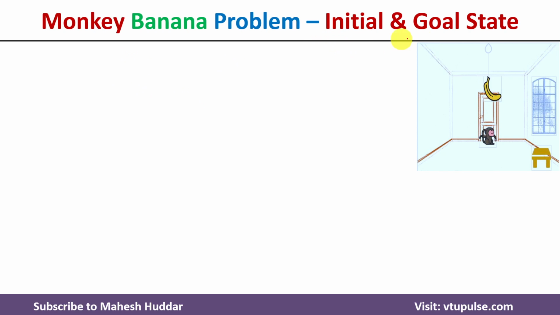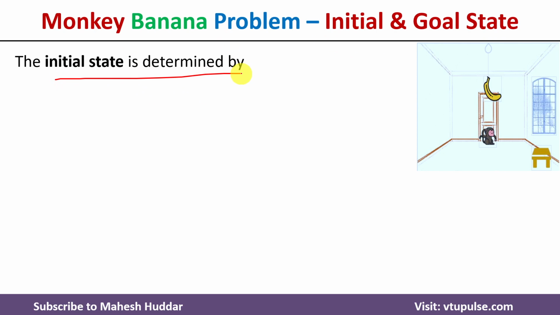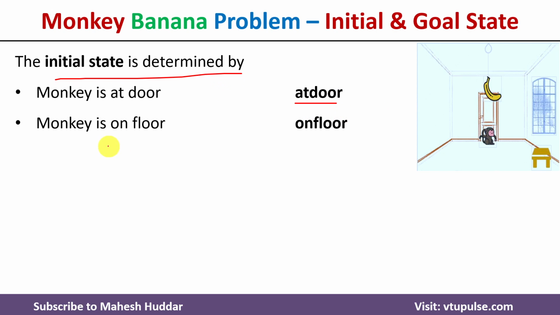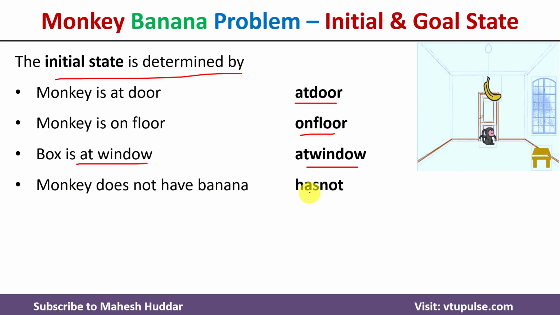Now we will define the initial and goal state of this problem. The initial state is determined by the current situation. The monkey is present at the door, so the first component of the state is at door. The monkey is present on the floor, so the second component is on floor. The box is present at the window, so the third component is at window. The monkey does not have the banana, hence the fourth component is has not.